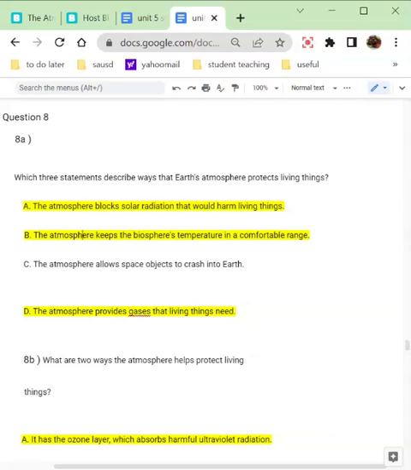And the atmosphere helps keep our biosphere's temperature in a comfortable range. Otherwise, like some other planets in the solar system, if we didn't have that atmosphere to trap in the temperature and keep it warm, we would be really, really cold. Kind of like the frozen world, the Arctic that we learned about.